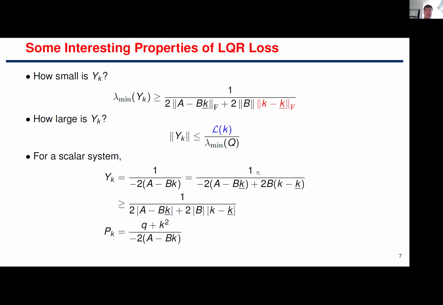Okay, and for the scalar system, we can also explicitly write down the expression of P_K. Here it is, obtained by dividing A minus BK from both sides of the equation. So this is the expression of P_K, and we see that Y_K is upper bounded by P_K divided by Q. So that's the whole idea, the illustration example of the lower bound and upper bound of Y_K for LQR.